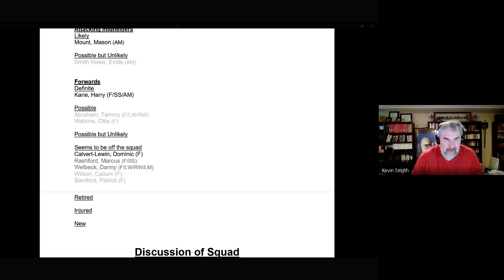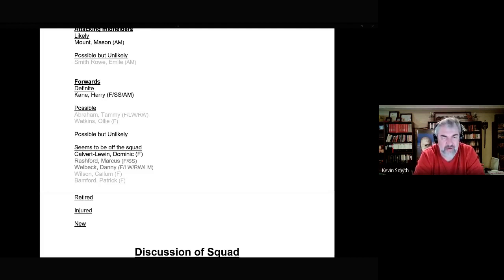So next we have Danny Welbeck. I won't say as much about him because he seems a less likely candidate. I'm almost tempted to move Marcus Rashford up to possible, but it's not supported by his record, so I tend to be as objective as possible.